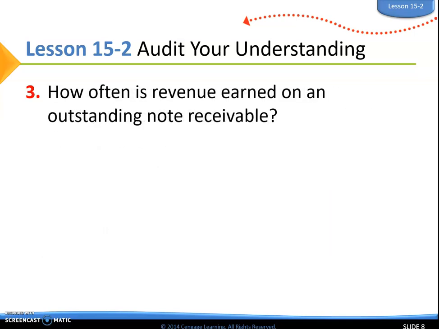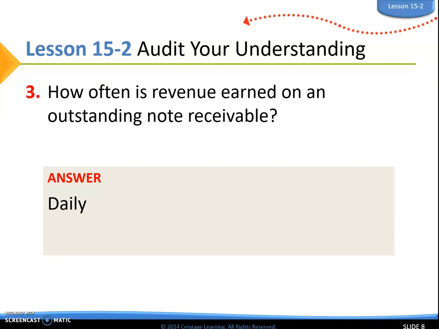Question number 3, how often is revenue earned on an outstanding note receivable? So we are going to earn interest daily. Okay, so that's where they're talking about that revenue on the outstanding note receivable. Now, in the PowerPoint, it didn't really show us about those notes receivable and how we figured out that interest. But when we do that work together, that's going to be more obvious.